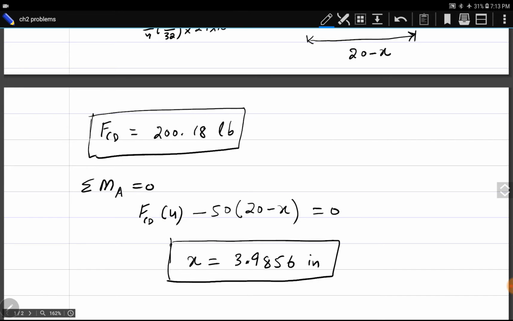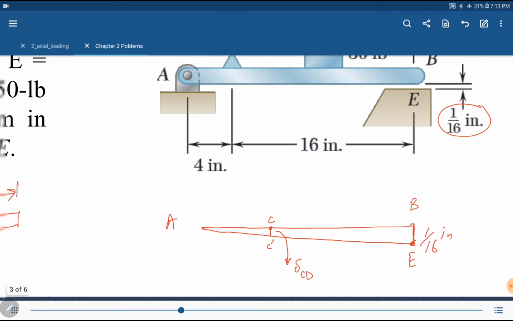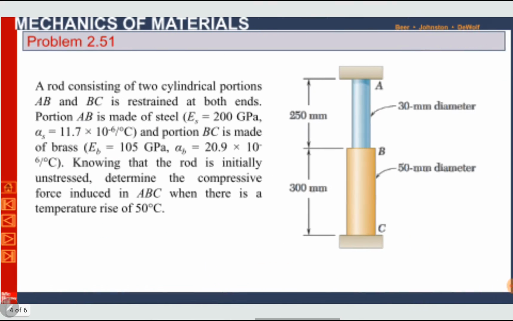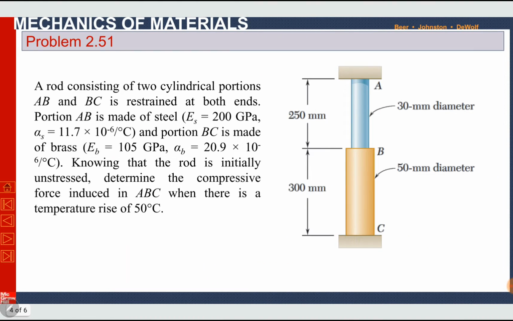Okay, now I will move towards our next problem, which I have chosen for this lecture. It's problem number 251. The problem statement is: a rod consisting of two cylindrical portions, AB and BC, is restrained at both ends. We can see there are two cylinders, both made of two different materials, and it is restrained at end A and end C.